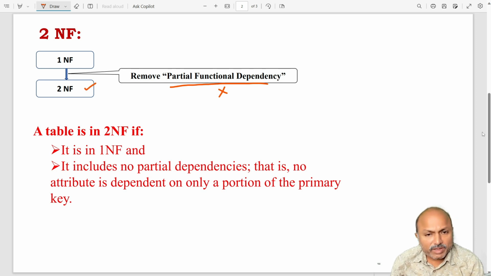For this, we are going to see again here. It must be in the first normal form, and have no partial functional dependencies. What is the meaning of partial functional dependency? No attribute is dependent on only a portion of the primary key. In the previous video, we understood the partial functional dependency.